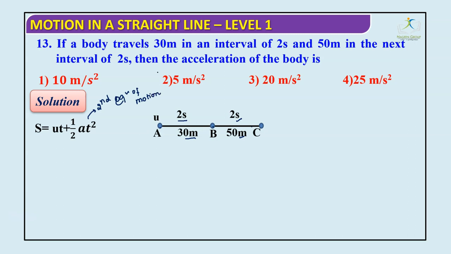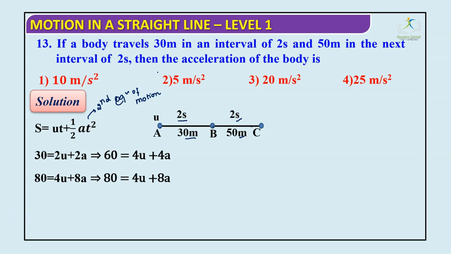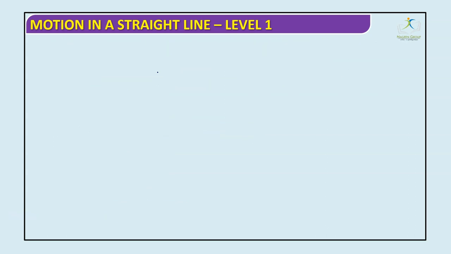So 30 plus 30 is equal to 2u plus 2a. After solving, we get the equation in the form of 60 is equal to 4u plus 4a. And the same for the second step, we get 80 is equal to 4u plus 8a. If we subtract both these equations, we receive the value of a, which is 5. And if we put this value in equation 1, we get the value of u also. But in this question, we are asked only for the acceleration. That's why the result will be 5 meter per second square, which is option 2.